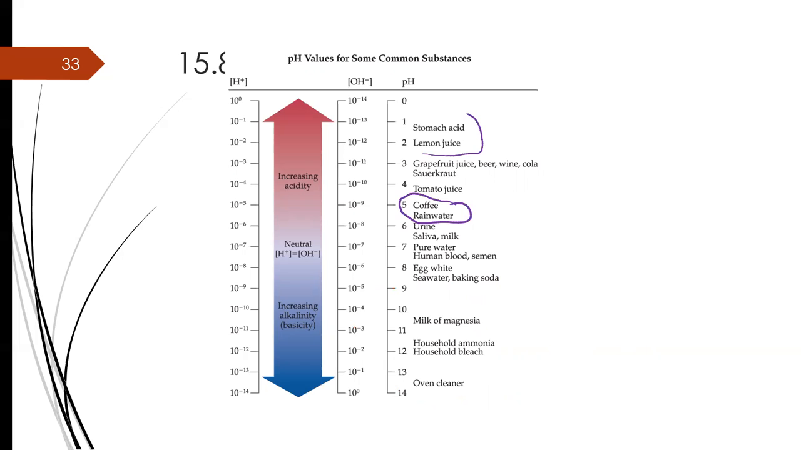Things like pure water or human blood are going to be neutral at 7. A lot of our cleaning supplies are actually basic, things like ammonia, bleach, right? And then your oven cleaner. So you can kind of see where they fall along the scale.